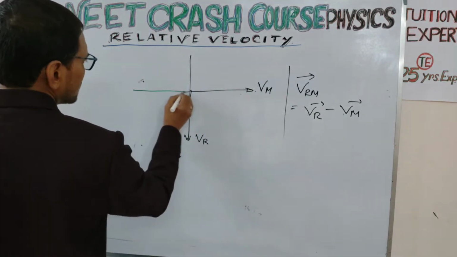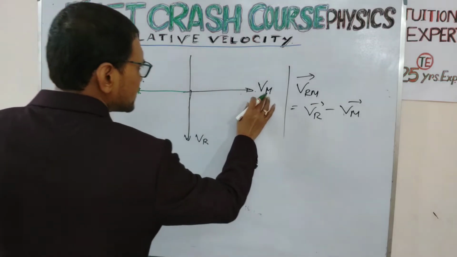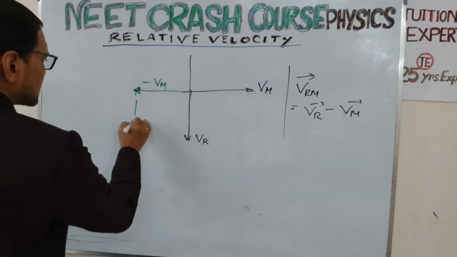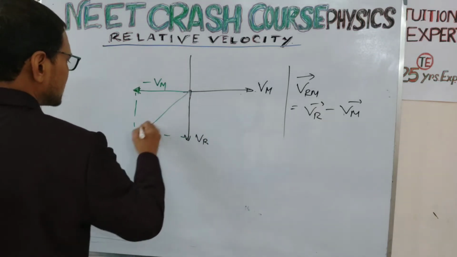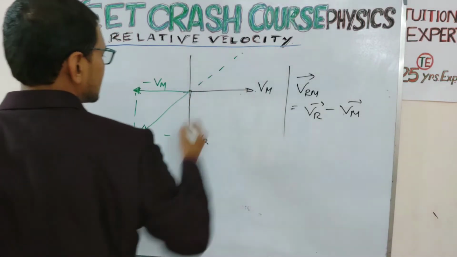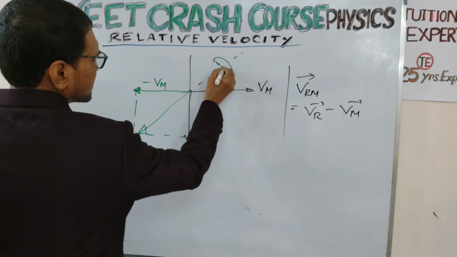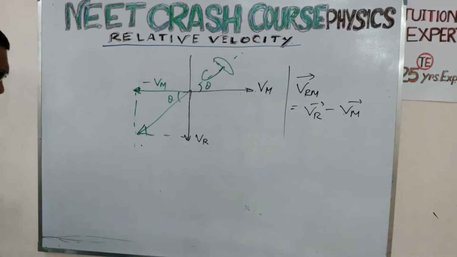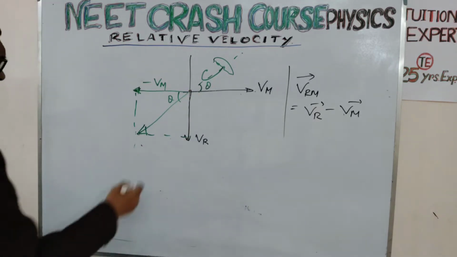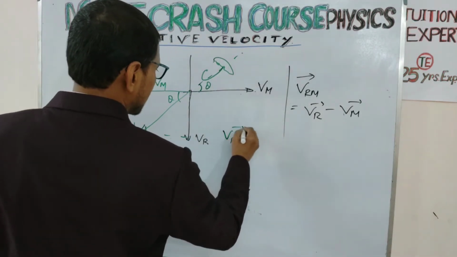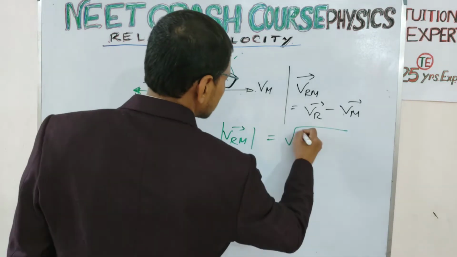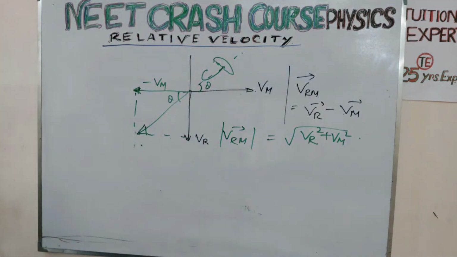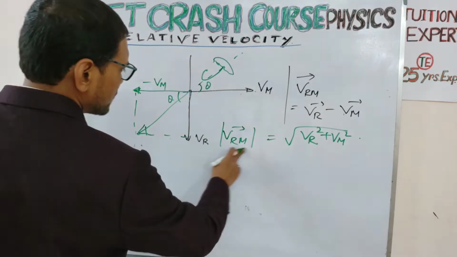Now VR is along this direction, and if this is VM, then minus VM is in this direction. So VR minus VM means along this direction. So the rain actually comes along this direction. This is angle theta, and we can measure it. And what is VRM? VRM equals root over VR square plus VM square. So this is the velocity of rain with respect to the man.